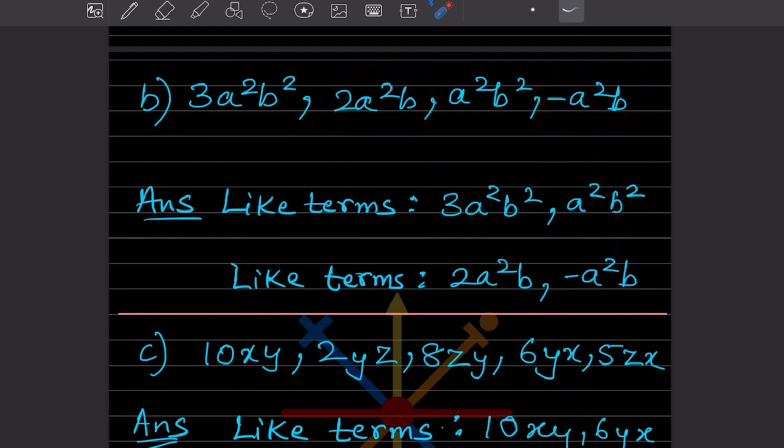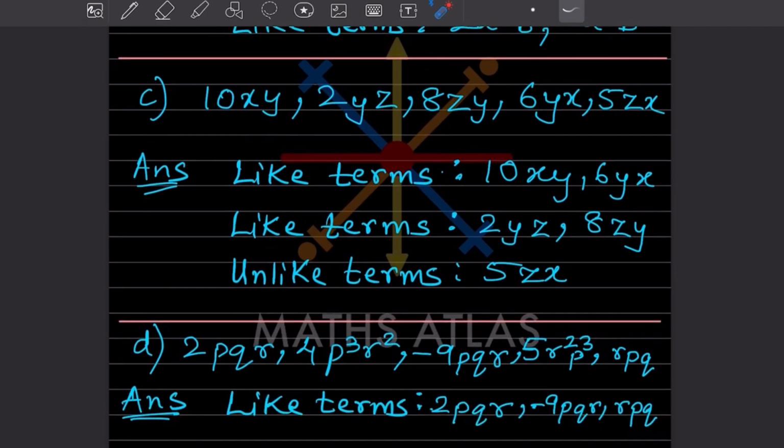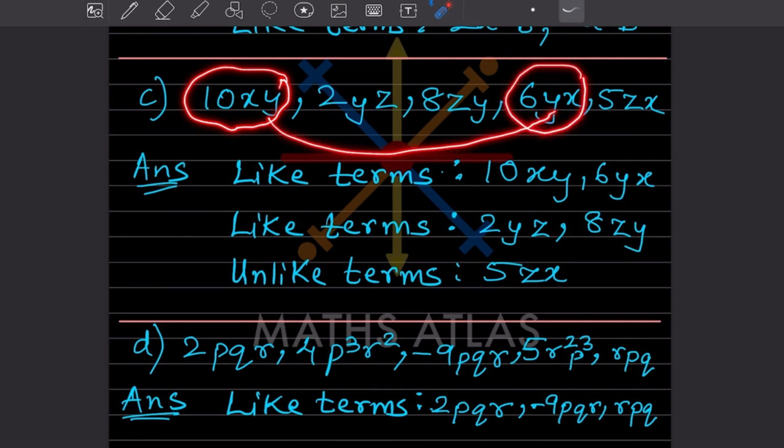Okay, now we will go for the next one. Now look at the like terms. Here 10xy. Can you see xy anywhere? We can see it over here as yx. If I write 5 into 3, that is 15, and if I write 3 into 5, that also is 15. So multiplication you can write both ways, isn't it? Same here, xy and yx: xy means x into y, and yx is y into x.